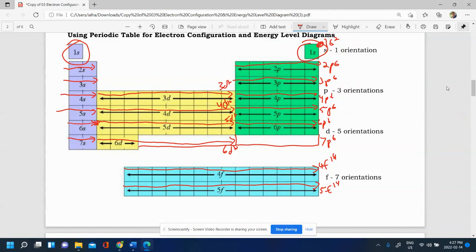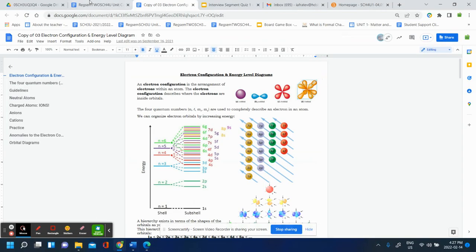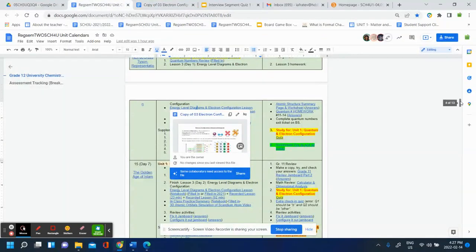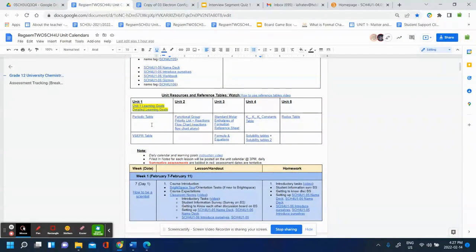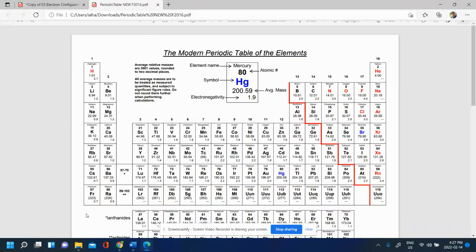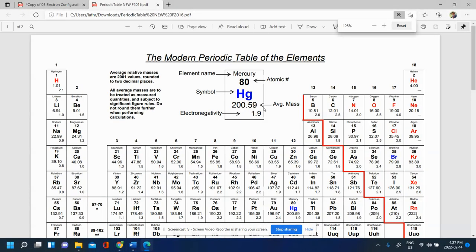So let's see what that would look like for oxygen. So here's oxygen. Let's go to our periodic table that you're allowed to use on an assessment. So we can go up here, open up a periodic table, and I'm just going to download it so we can draw on it. Here is oxygen. And what we're going to do is make our way through the periodic table, filling out the electron configuration as we make our way to oxygen.